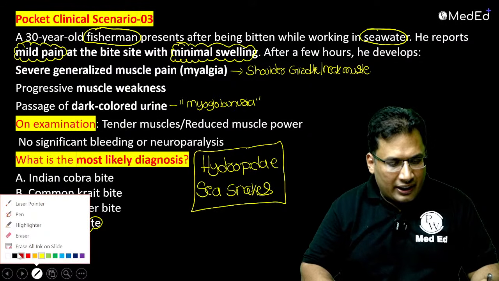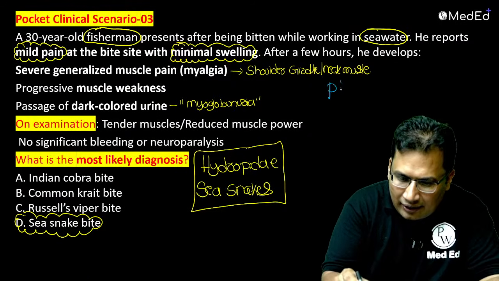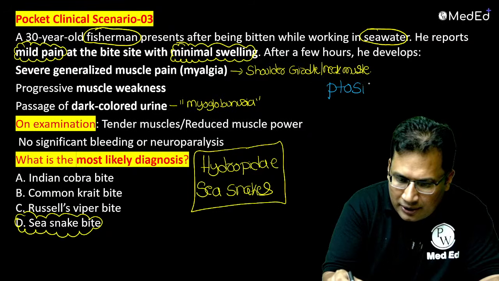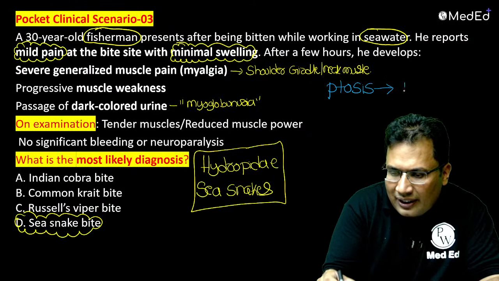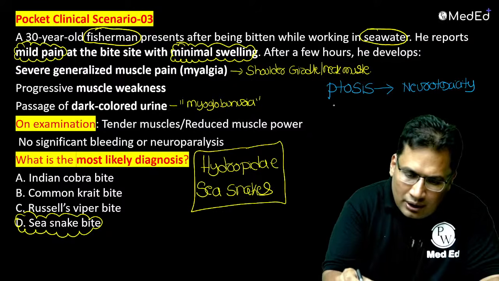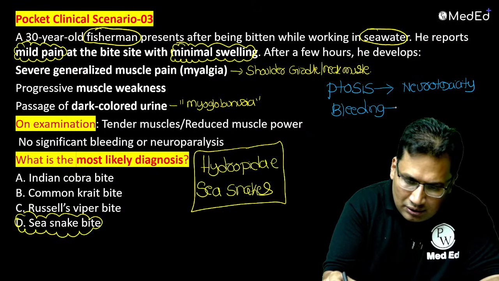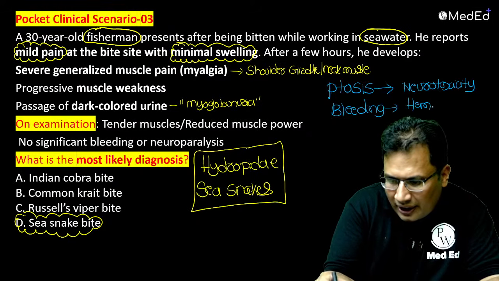Now the funda here, I am going to discuss again. When ptosis and respiratory difficulty are there, it is neurotoxicity. When bleeding and swelling are there, it is hemotoxicity.